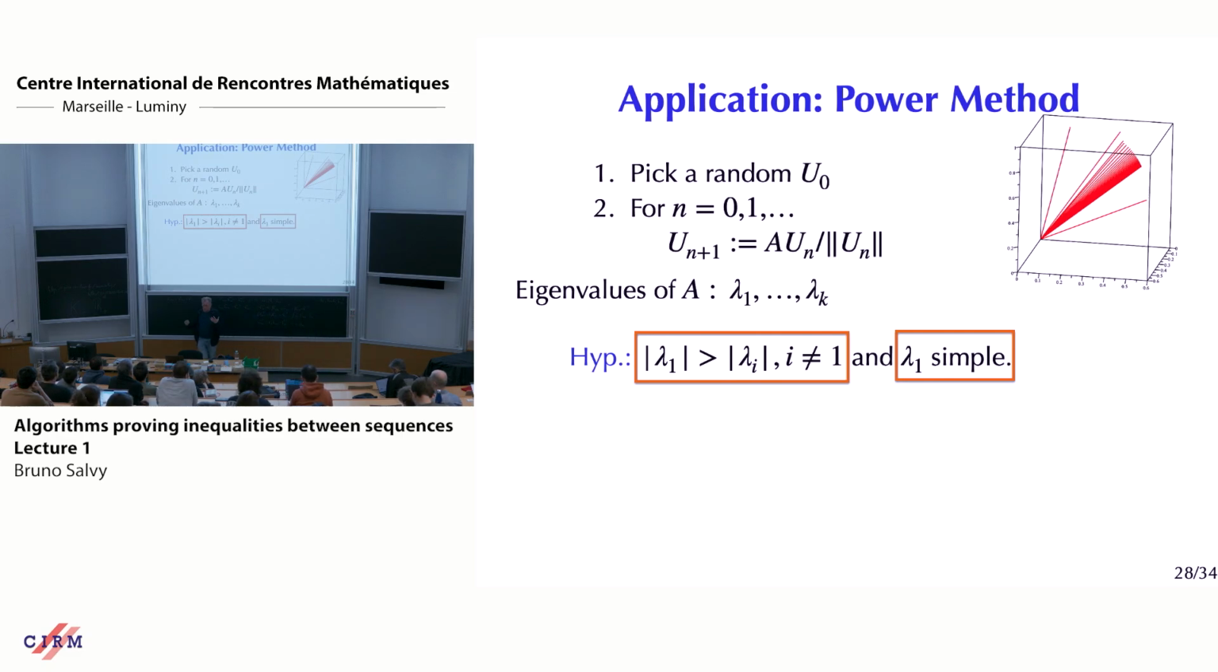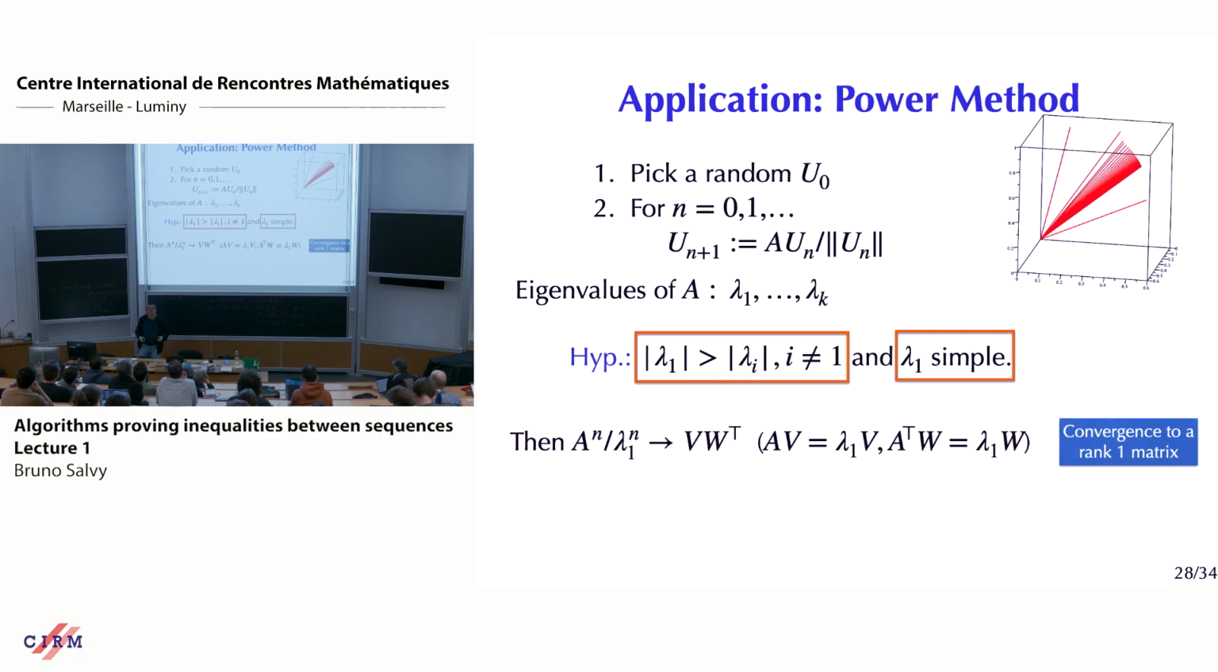And then, when you're lucky, which is this hypothesis, well, it's like in this picture. The vectors converge to an eigenvector of the matrix for the dominant eigenvalue. And I will prove it as a consequence of what we've seen. So that's, I will show more.